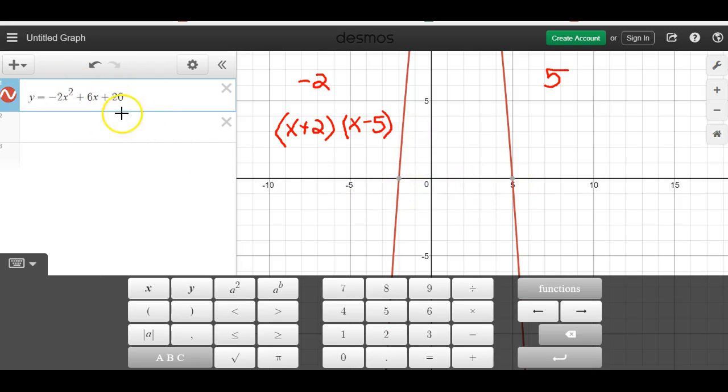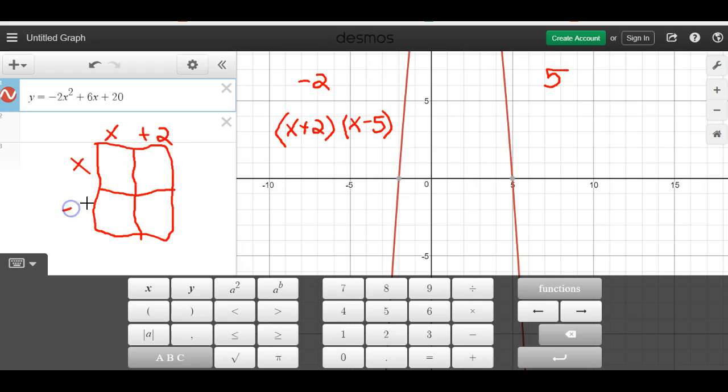But it doesn't yet look like this, so let's multiply those out, and then maybe it will tell us what we need a to be. So here we go. I'm going to call this x, and this is plus 2, right? Positive 2. And then over here I'm going to go x, and this is going to be minus 5, right? X minus 5. Okay, we multiply out.